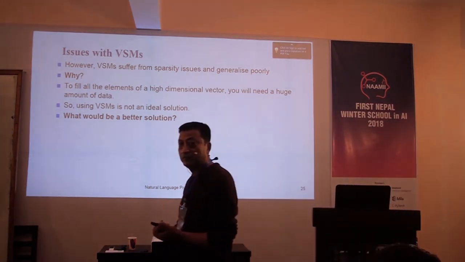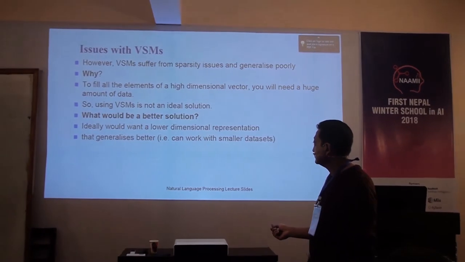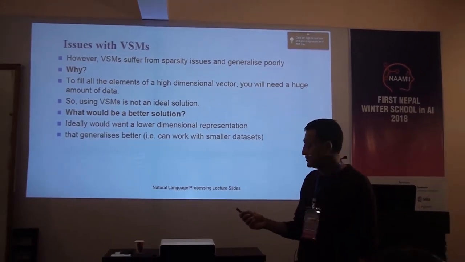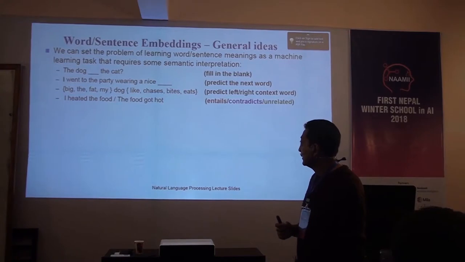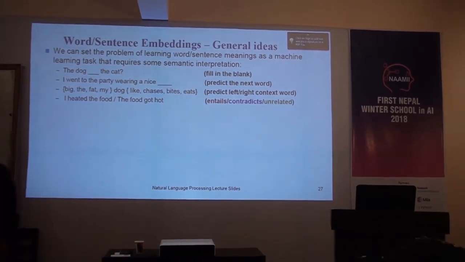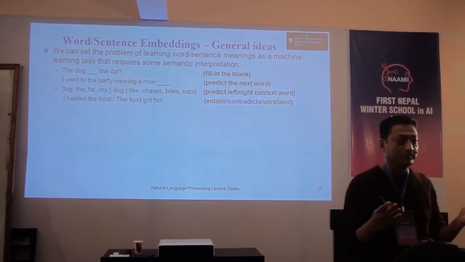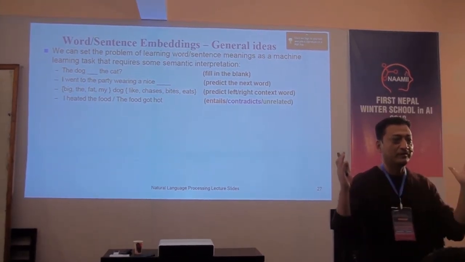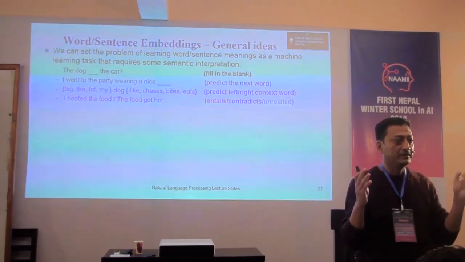The second thing is that we want a low-dimensional representation, and that generalizes better, meaning that it'll give you some similarity score for all pairs of words. That way we can work with smaller data sets too. Now, how do we construct this kind of representation? We call this a word embedding. A word embedding is an alternative to a vector space model. It's exactly like a vector space model, except that the dimension is short. Instead of 10,000 or 20,000 dimensions, we might have 50, 100, 200, maybe 300. So it's fairly low dimensional.